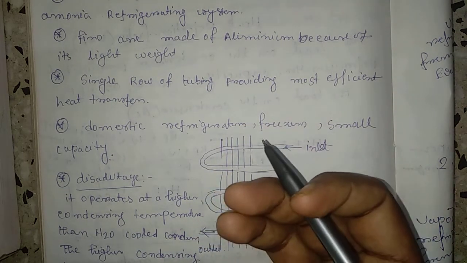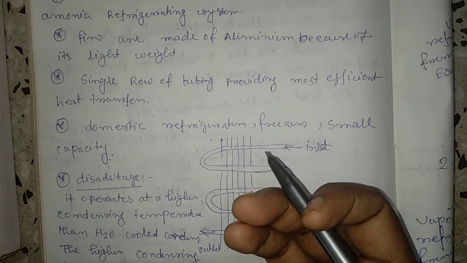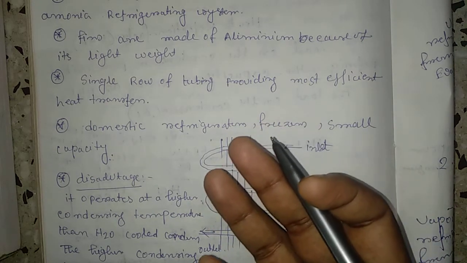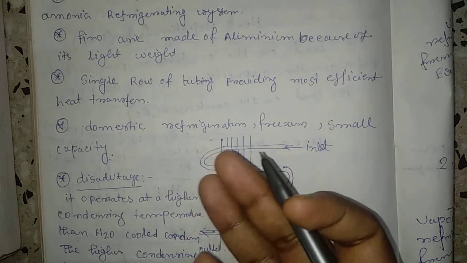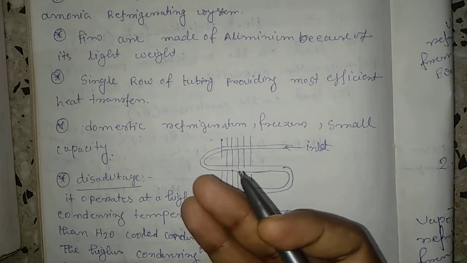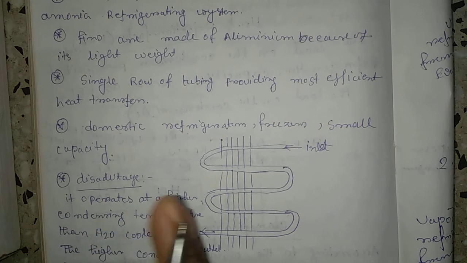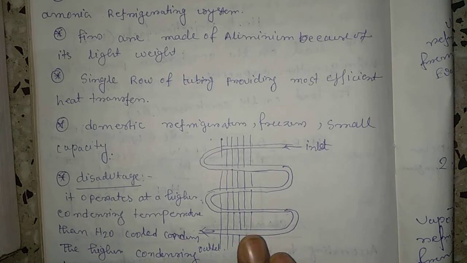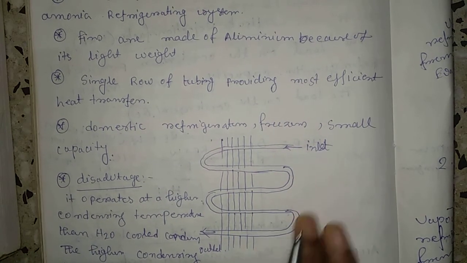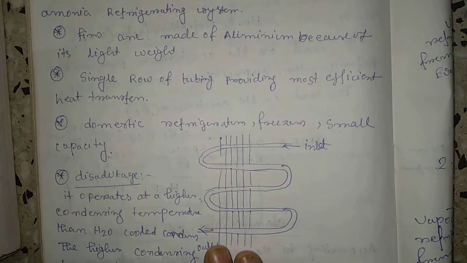So the heat rejection capacity increases, which means the maximum amount of hot vapor refrigerant can reject its heat and form liquid refrigerant. This is the main objective, and in this way the air cooled condenser works.